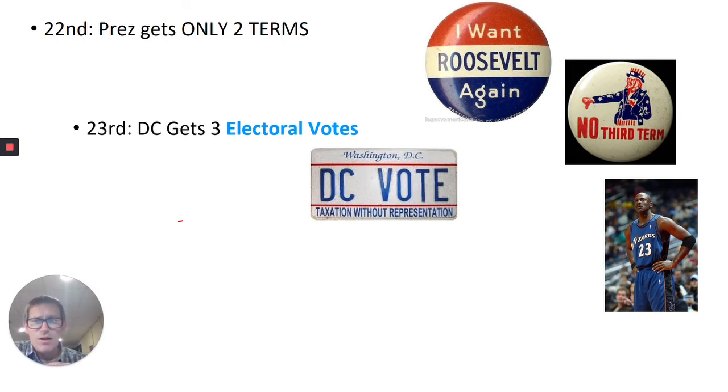Maybe that's how you remember that, right? 23 gives 3 to D.C. You can kind of say it like a little sing-song, a little rhyme there and stuff. 23 gives 3 to D.C.